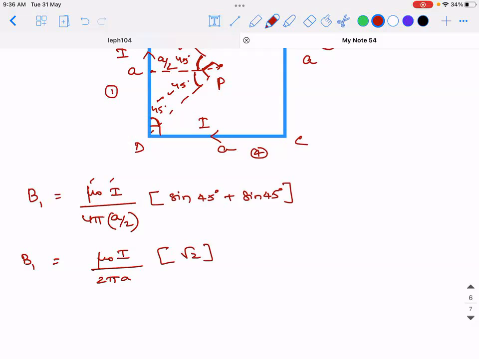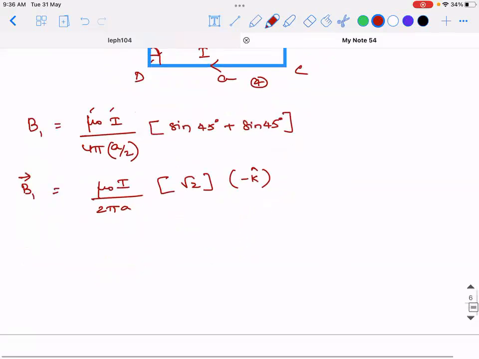So this is the value of P1. But here we need to be careful with one thing. The value of magnitude is mu naught I by 2 pi a into root 2. Accepted. But what about the direction? If I have to write it as a vector quantity, due to the current going in the upward direction, what is going to be the direction of magnetic field at point P? It will be into the plane. Into the plane means, can I call it as minus k cap? Accepted.